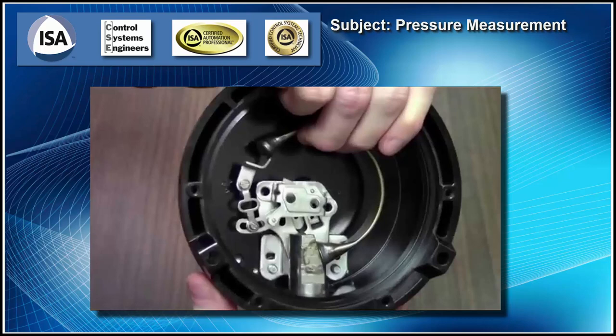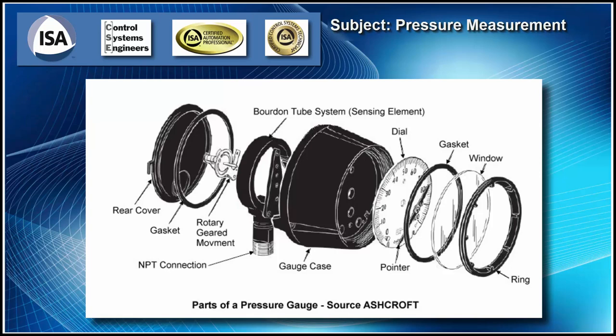And as it tries to straighten out that Bourdon tube, it's connected to what's right behind it, a rotary geared movement. And so this geared movement, based on the movement of the Bourdon tube, is linked to the rotary geared movement, and the little shaft coming out of the front of the rotary geared movement is what goes into the pointer. You notice there's a face plate there, and it has gradations around it. And this could be PSI, kilopascals, bar, feet of water. When you're measuring pressure, it doesn't matter what it is. You don't use specific gravity, it has nothing to do with it, it's strictly pressure. And you can use whatever scale you want to use. And of course, we have a ring here that screws into the front, and that's what keeps it all together.